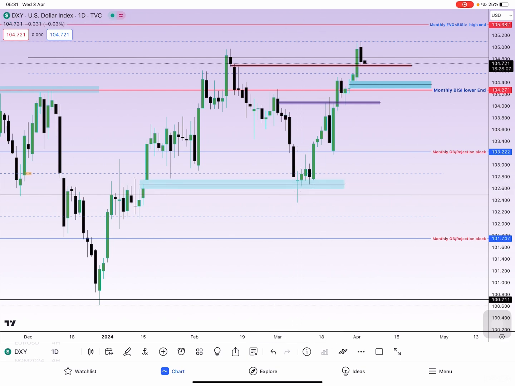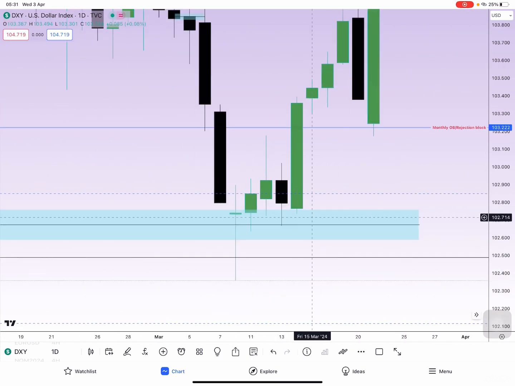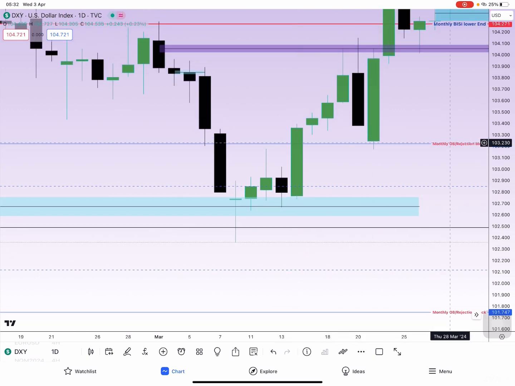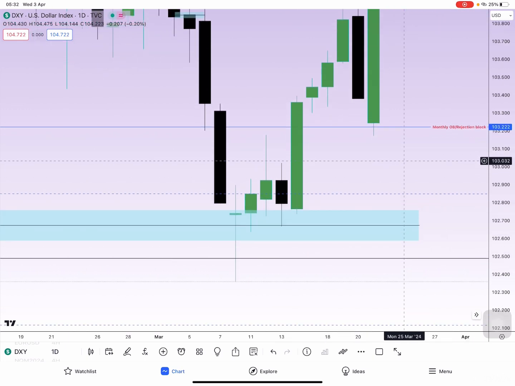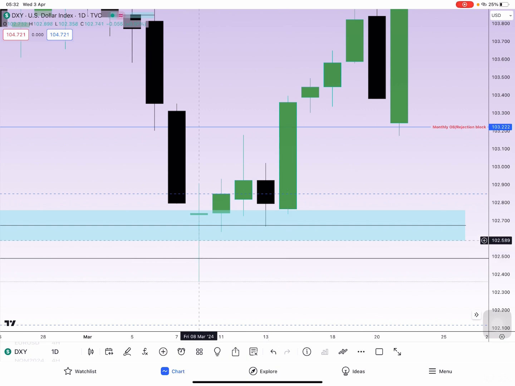We did come below it, towards this black line, which is the equilibrium position of the monthly order block, which is also a rejection block. So we came down into the equilibrium of this and got rejected again, then came back to this new day opening gap, giving us the chance again and again to get into a trade.